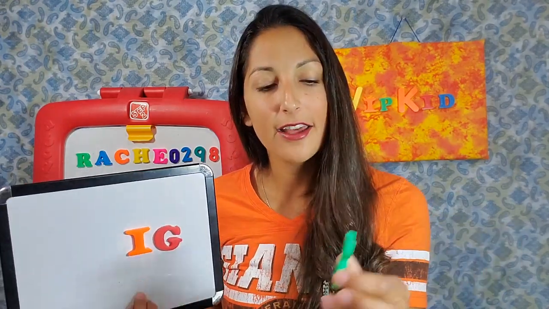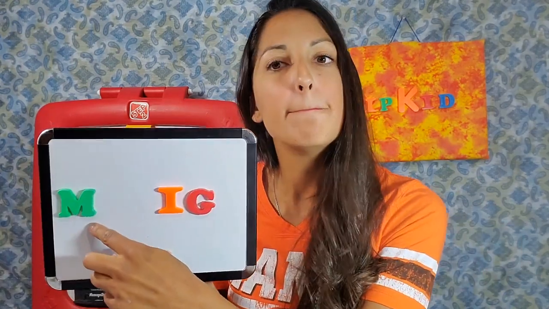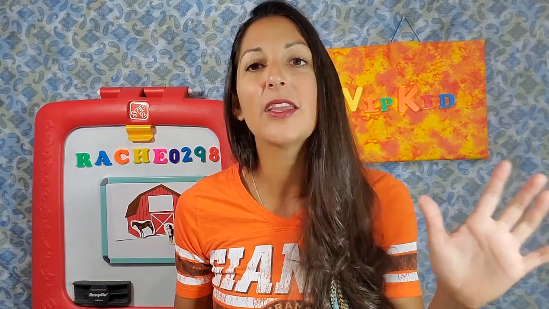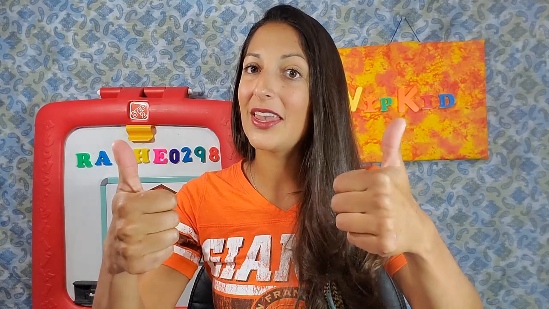Then your last letter. Mig. Mig. Great job. And that is it. You are blending your letters. You are creating a word with the initial letter and the IG sound, and you are done.